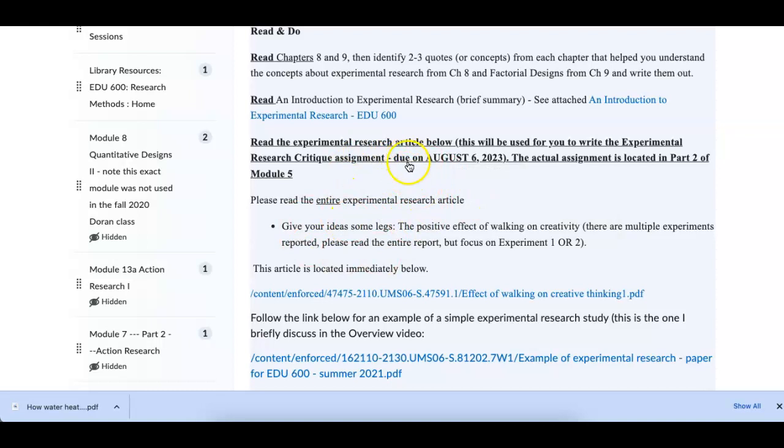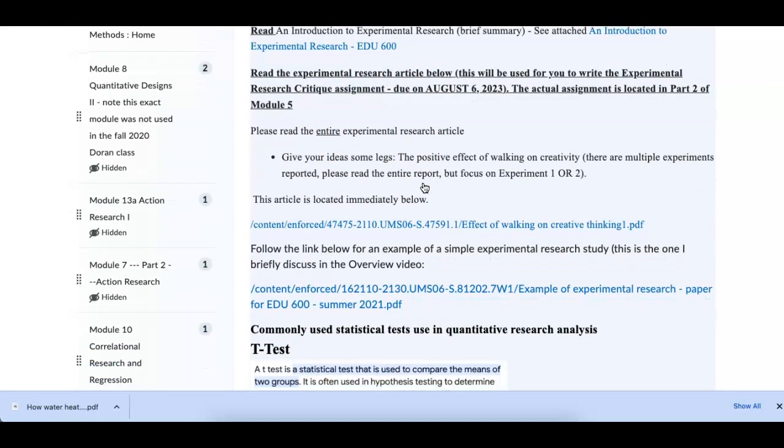I'd like you to read this article, and I'll get into a little more detail about the assignment, and I'll also mention an optional Zoom meeting that we have coming up. It's August 2nd, Wednesday at 6:30 at night, where I'll talk about this and any other thing in more detail. So I'd like you to read this article, give your ideas some legs.